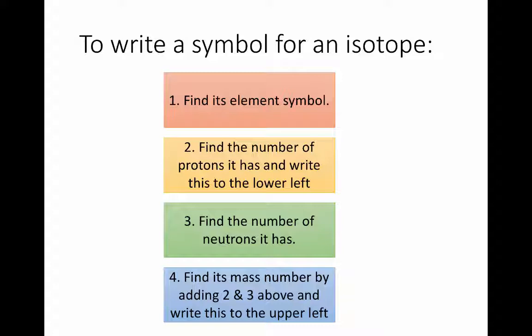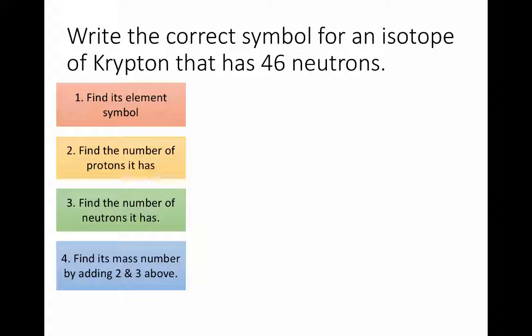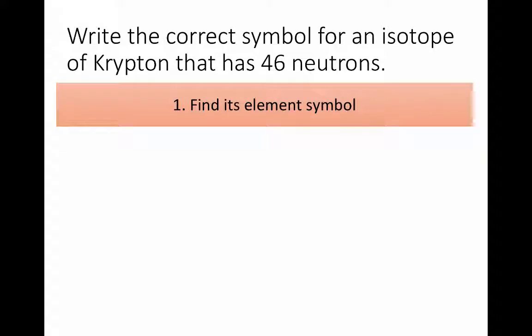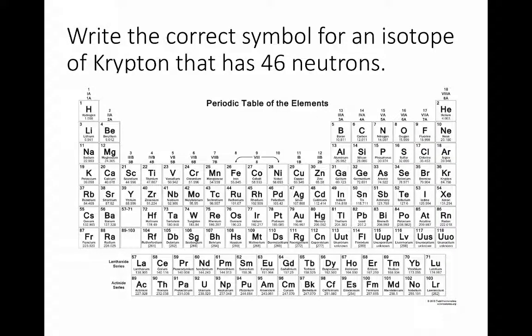Let's do a couple of examples. First of all, let's say you were asked to write the correct symbol for an isotope of krypton that has 46 neutrons. So the first thing we need to do is find the element symbol for krypton, and to do that, we're going to go to the periodic table. Here's the periodic table. Let's look for the element krypton. Oh, look, there it is right there in the noble gases, group 8A.